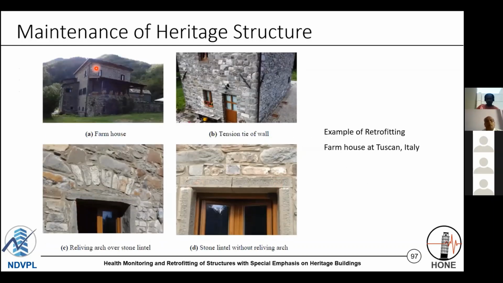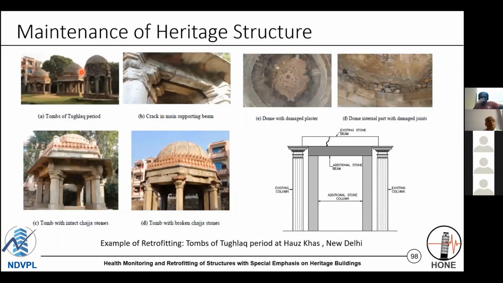This is another example which I am showing you, a farmhouse in Tuscany, where retrofitting is done using anchors or tie rods, which is okay because these are external tie rods which can be removed, replaced, and are not damaging the original structure. This example I already discussed, that many retrofittings are not even required, which we should not do.